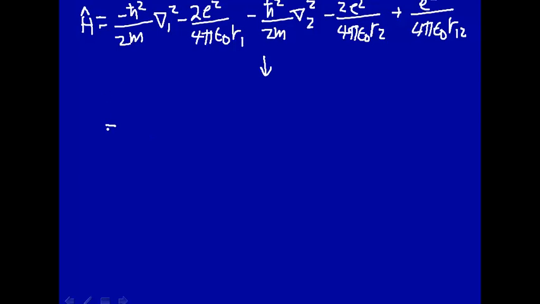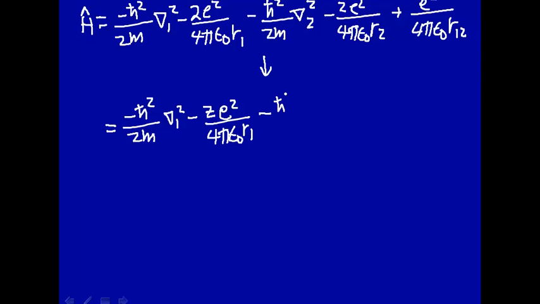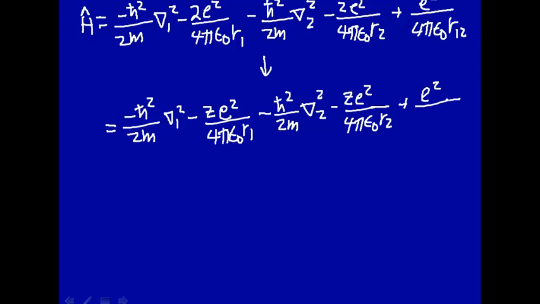So let's change that Hamiltonian into a different Hamiltonian, which has an adjustable charge: minus h bar squared over 2m del 1 squared. That's not changed. Minus Z. So there's our adjustable parameter Z. So it appears in the Hamiltonian also, e squared over 4 pi epsilon naught r1. And then again we have for the second electron minus h bar squared over 2m times del squared for electron 2, minus Z e squared over 4 pi epsilon naught r2, making that Z a variable parameter, plus e squared over 4 pi epsilon naught r12.